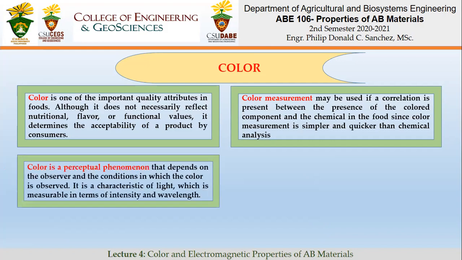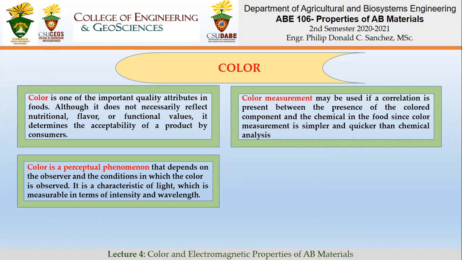Because color is an external characteristic. Color is a perceptual phenomenon that depends on the observer and the conditions in which the color is observed. Why is it perceptual? Because somehow you can see that the color is good, but the taste is not, right? For example, you went to a supermarket and you see that this looks fresh based on the color, but when you taste it, it tastes deteriorated. It tastes like an overripe product. So it might be on the perceptual aspect, but somehow color can also be one of the best indicators of quality, right?